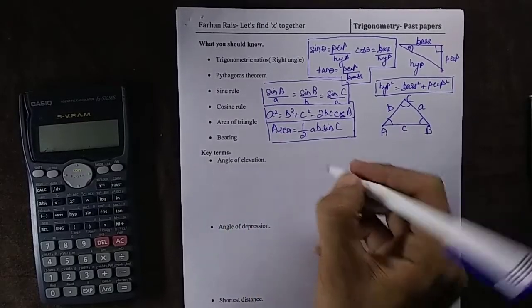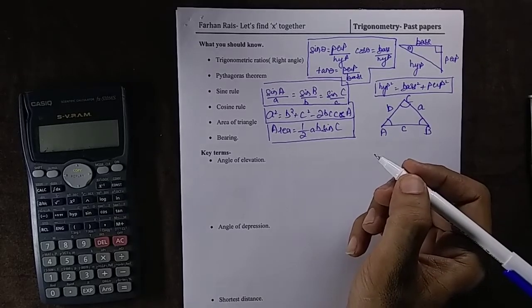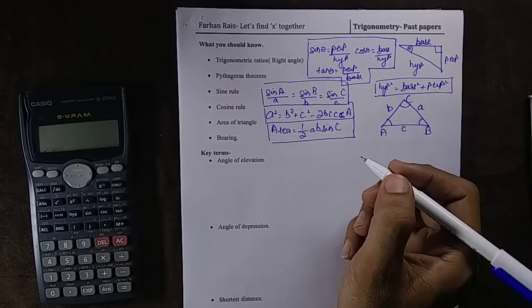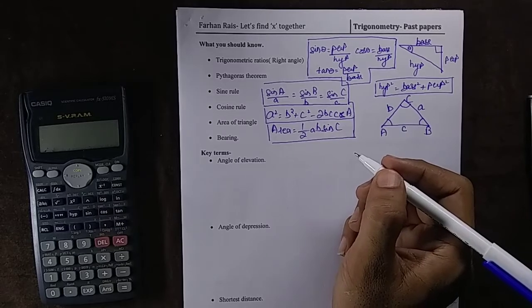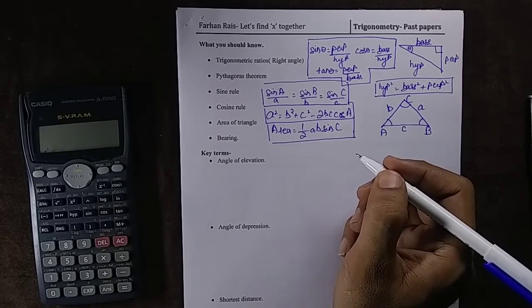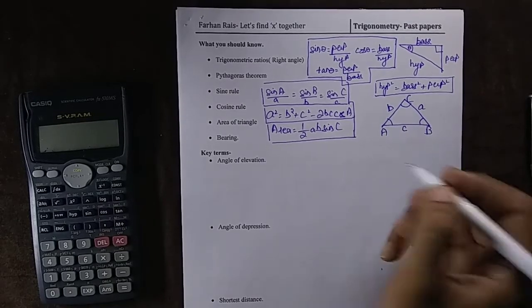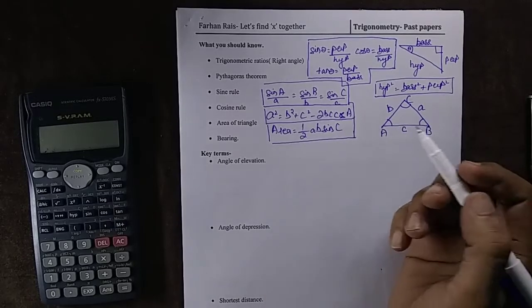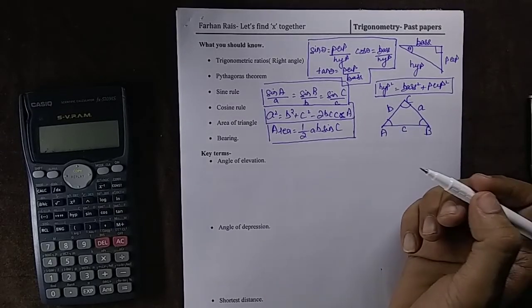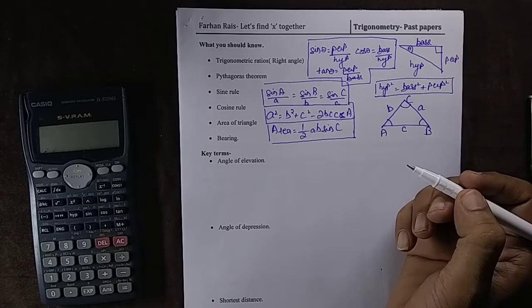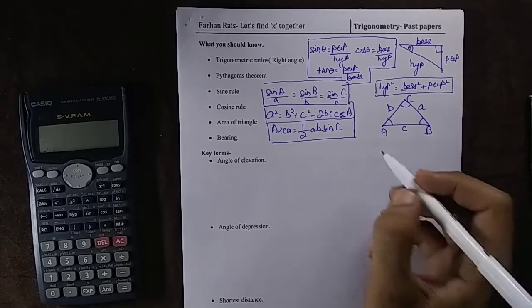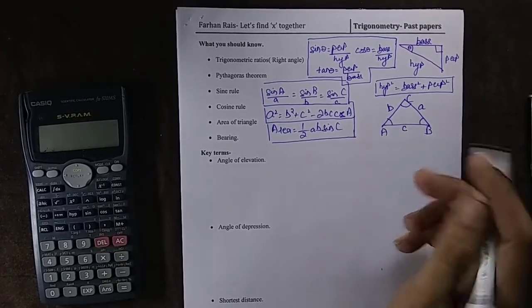The last important concept is about bearing. For bearing, you can also refer to my other video, which is specifically made on the concept of bearing. You can understand the concept of bearing in that video. It's used for the calculation of angle. And for bearing, the reference line is always the north, and the direction of rotation is always clockwise.